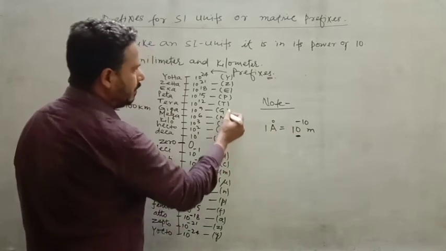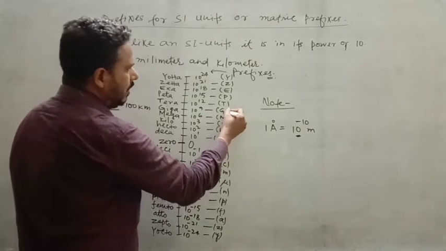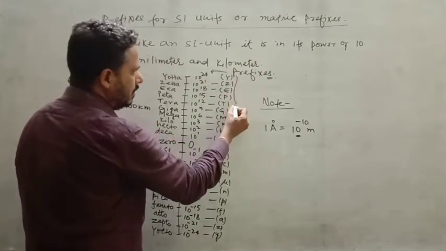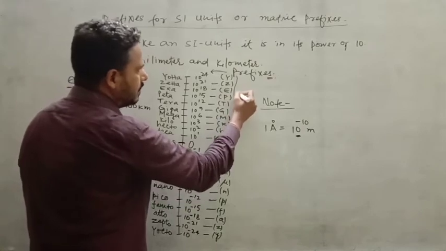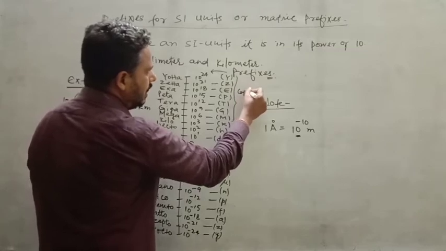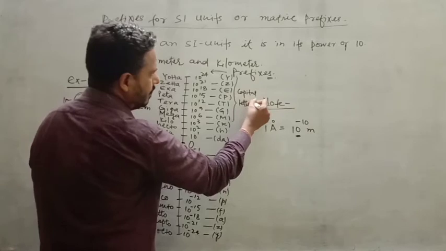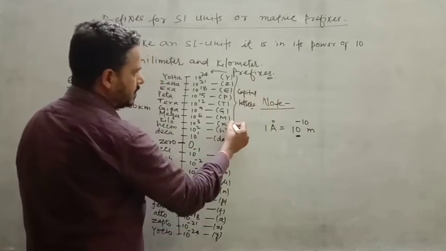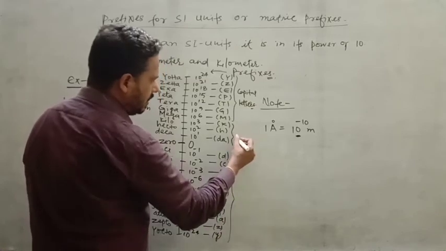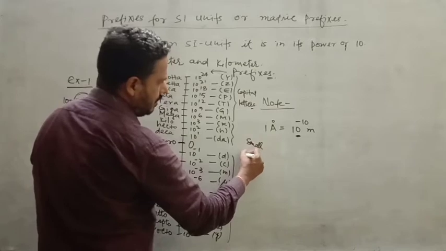But from here, for mega, everything will be capital. So you see here, from here to there, these are represented by capital letters. And from here to there also, all these are in small letters.